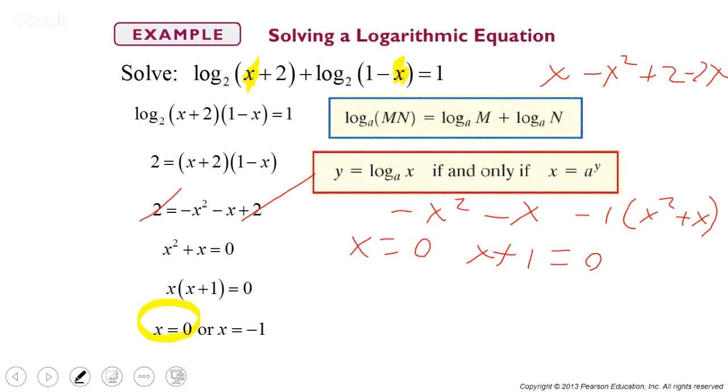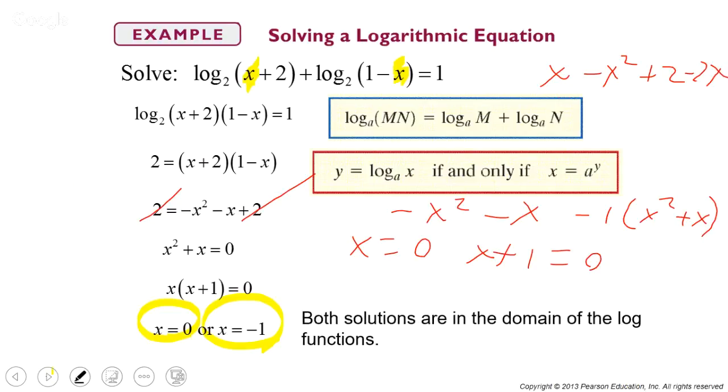It works also. So both of these solutions work, and that's okay. You can get that. And that's also why you need to check both solutions. You can't automatically assume that, hey, x is negative, it doesn't work. Well, it did work in this situation. So you just need to plug them in and check. So both solutions are in the domain, so they both work.